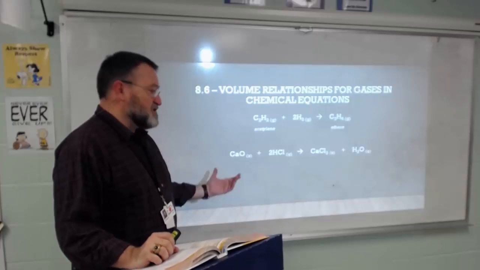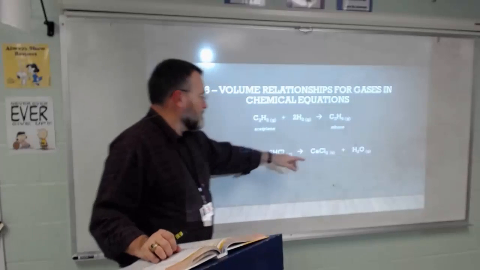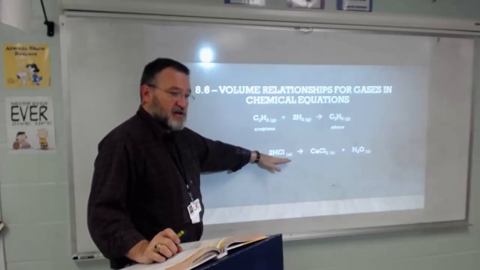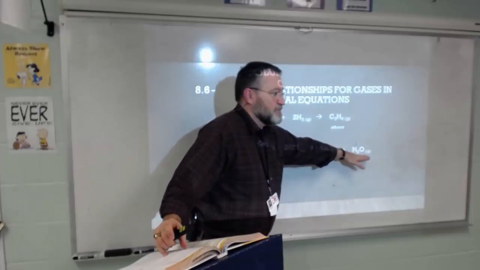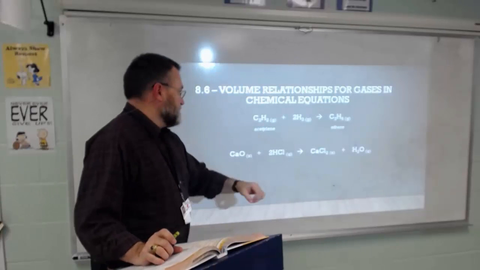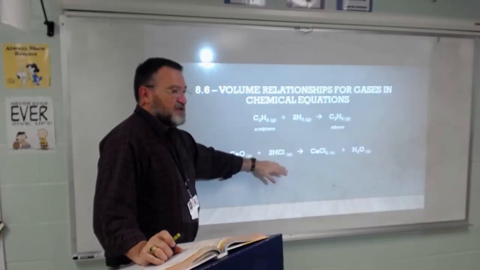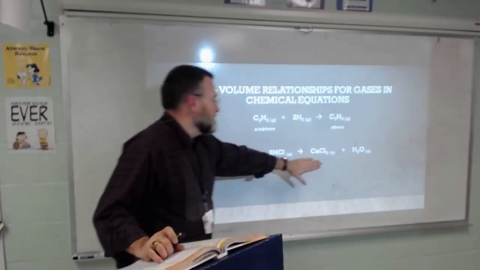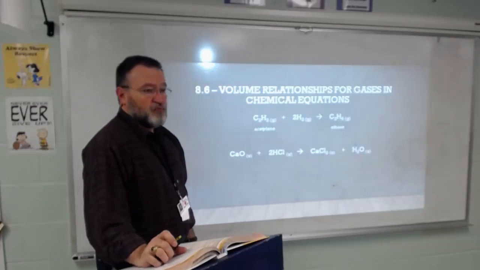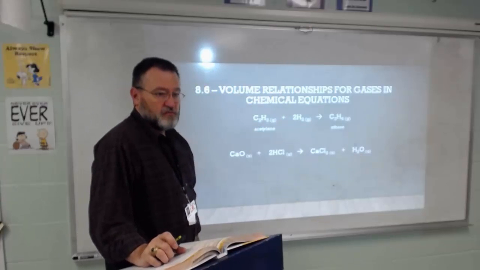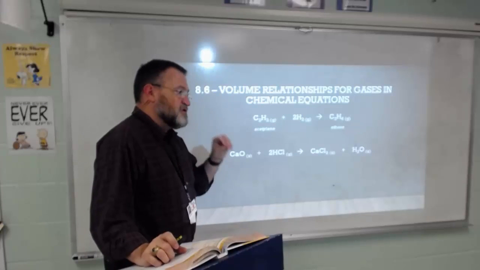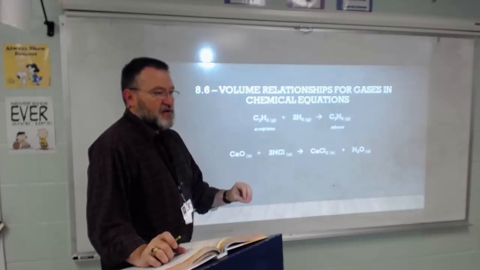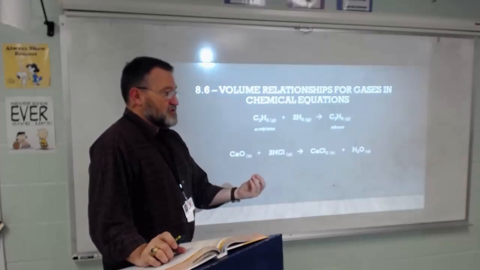Gay-Lussac does not help me in this case with my calcium oxide, and it doesn't help me with my calcium chloride. It does help me, however, with my hydrochloric acid, this gaseous hydrochloric acid, and my water vapor, my gaseous H2O. I can say that 2 liters of hydrochloric acid will react with calcium oxide, if it has sufficient calcium oxide, to produce 1 liter of water vapor, of gaseous H2O. So when we're using Gay-Lussac, the only things we can relate are the gases, and the only time we use it is when we're trying to relate volumes.